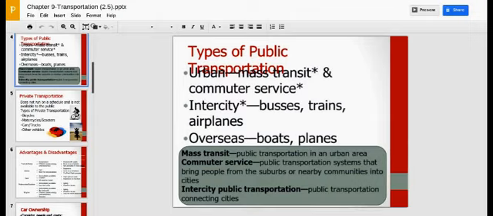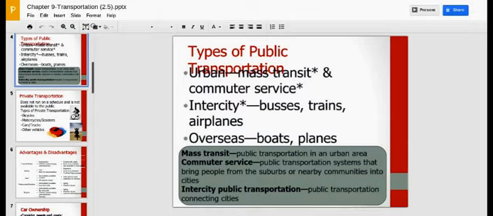Intercity. And what that means is connecting different cities. Okay. We have buses, trains, airplanes. They all connect us to cities. So say from Miami to New York to Chicago, etc. We can take an airplane. We could take a bus from Newark, New Jersey to Miami, Florida, or trains from, say, Trenton to Philadelphia, etc. So that's connecting different cities.